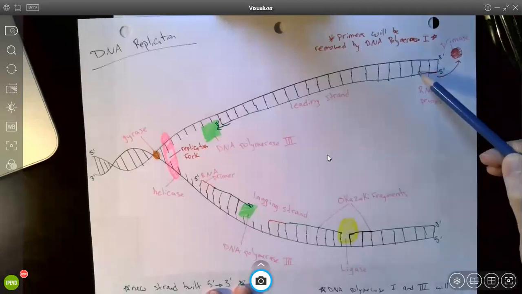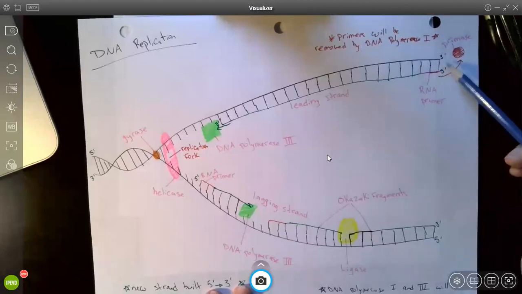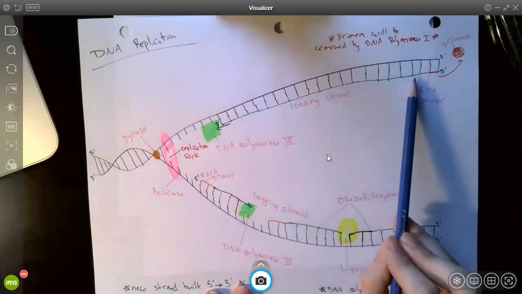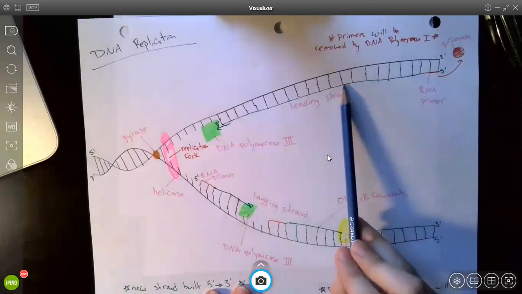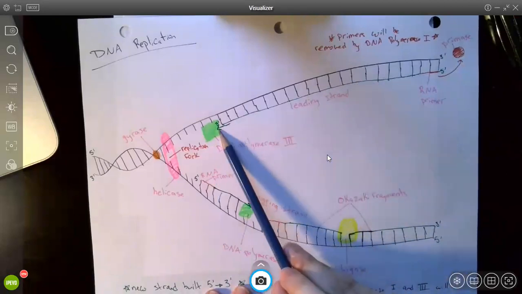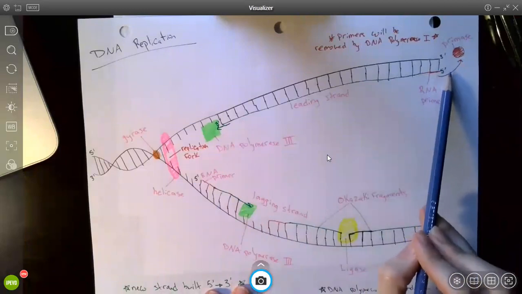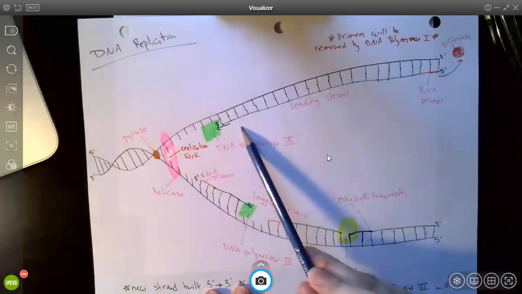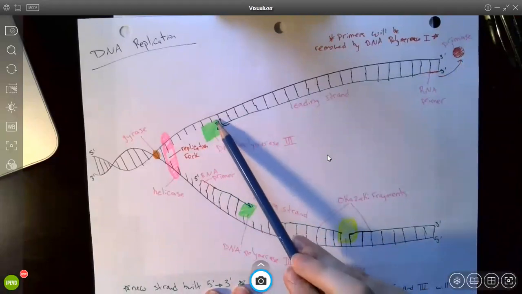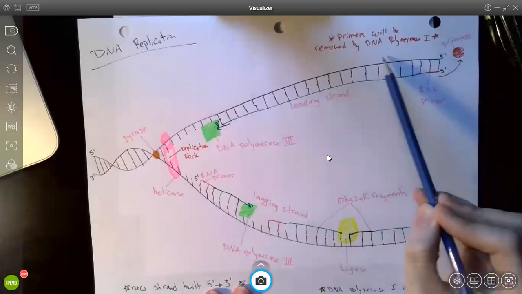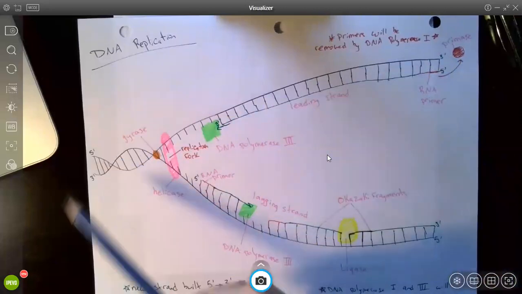So right at the end here, we have the RNA primer. It gets put on by the primase. And then this is the DNA polymerase 3. It would start here right after the RNA primer and just slowly build this leading strand towards the replication fork. Again, it's building in the 5' to 3' direction, which is along the 3' to 5' end of the parent strand.